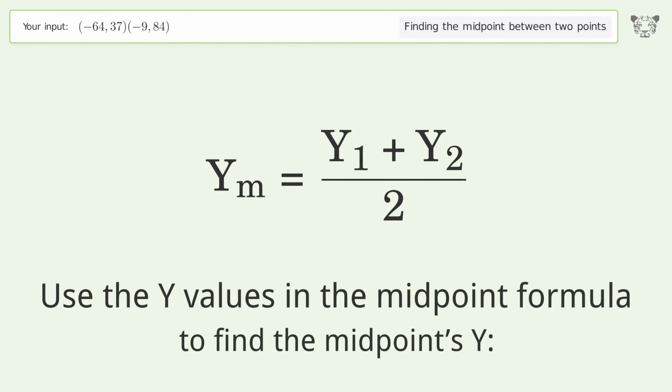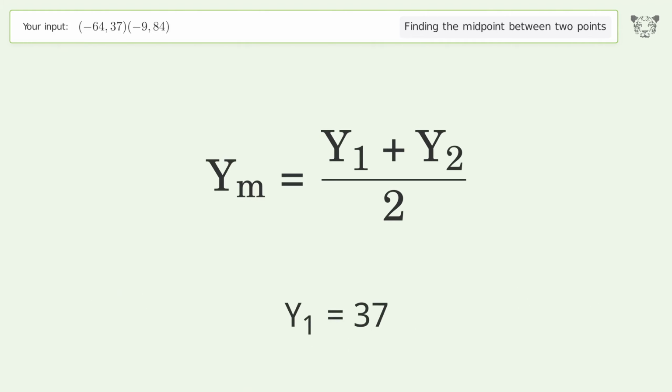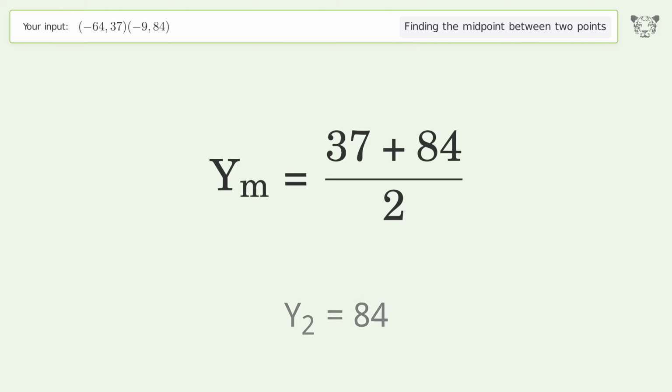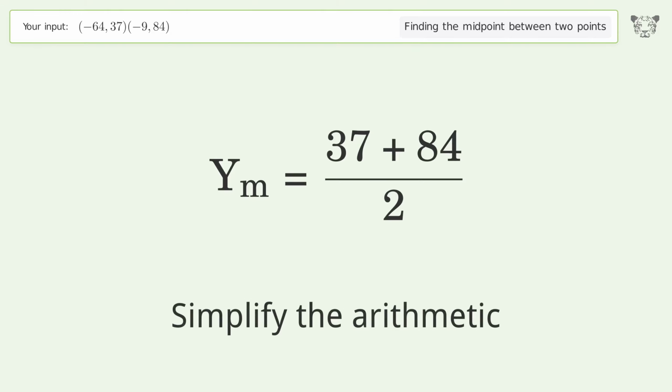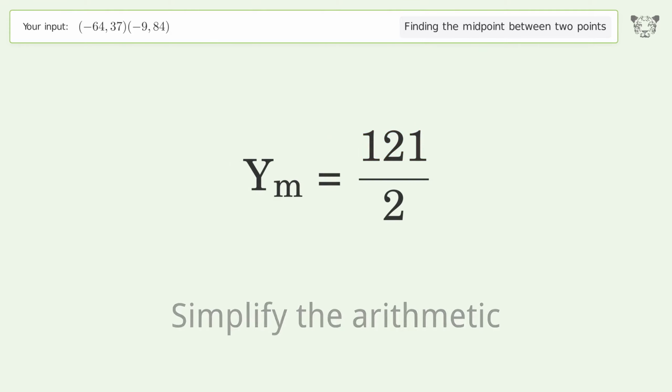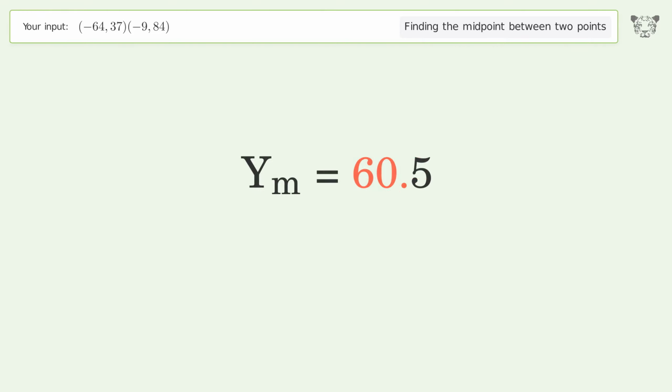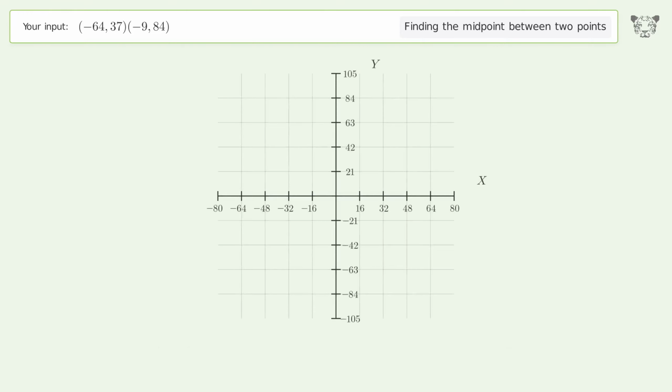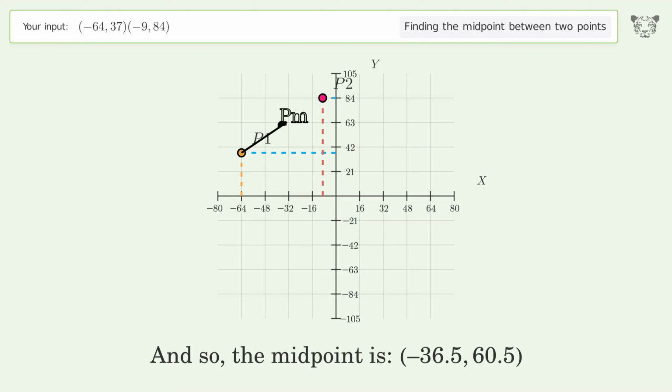Use the y values in the midpoint formula to find the midpoint's y. y1 equals 37. y2 equals 84. Simplify the arithmetic. And so, the midpoint is negative 36.5, 60.5.